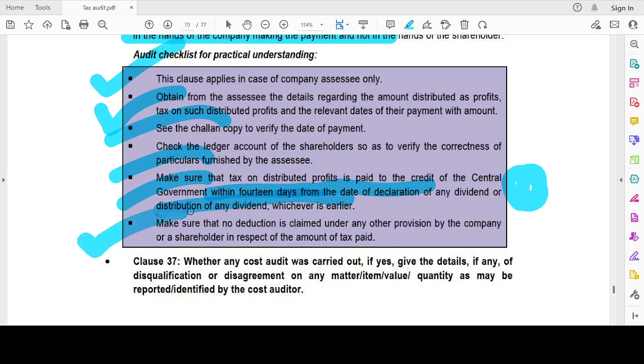Now, make sure no deduction is claimed under any other provision because such tax is not allowed. Right? We have already read it. Right.